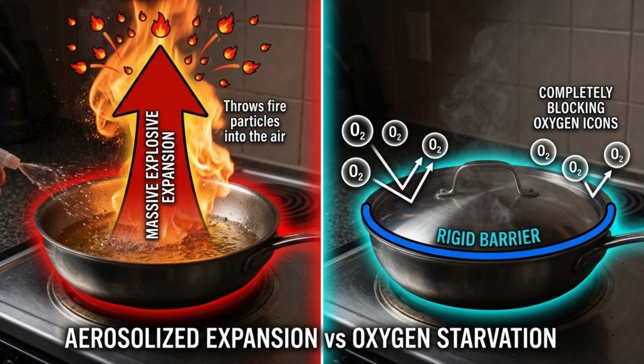Lipid combustion, explosive phase transition. Throwing water on a grease fire is a lethal physics error. The water sinks, instantly hits 100 degrees, and boils into steam, violently aerosolizing the burning oil into a massive fireball. You must use a lid to mathematically starve the chemical reaction of atmospheric oxygen.